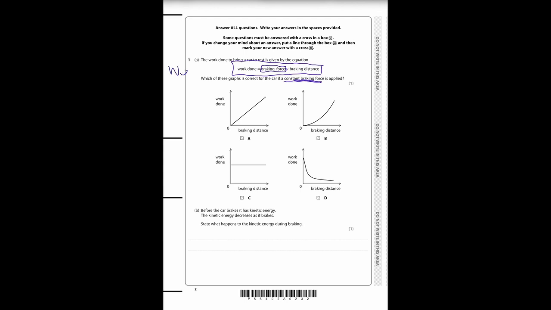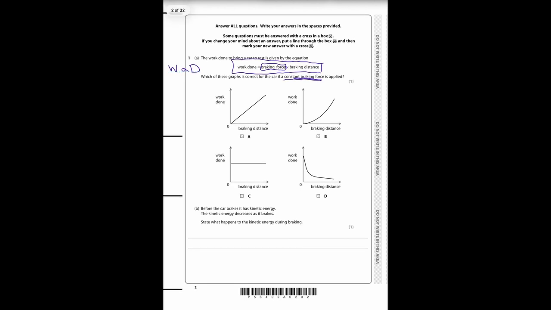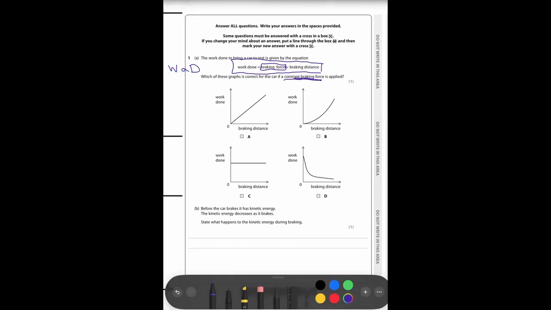So I know that work done is proportional to braking distance. What do I know about graphs when they're proportional? It has to be a straight line through the origin. So now let's have a look at all of them over here. So the only one that's a straight line through the origin is going to be A. So I know that this is going to be the right answer.